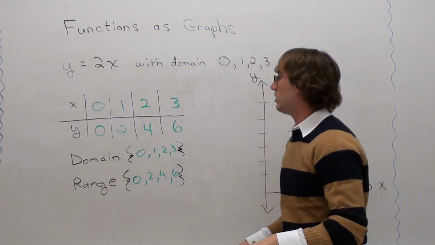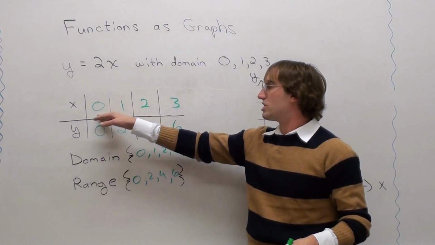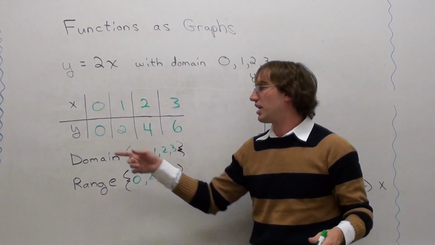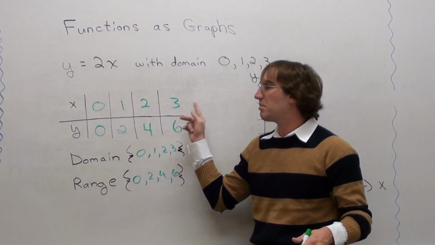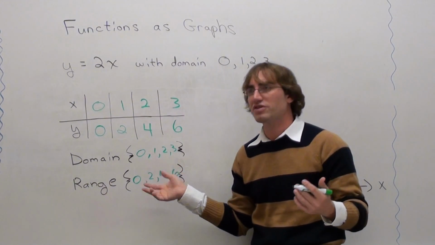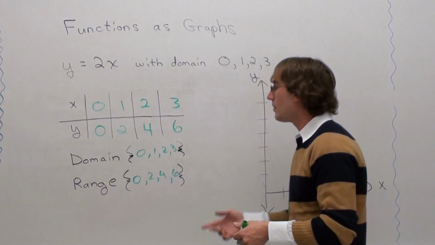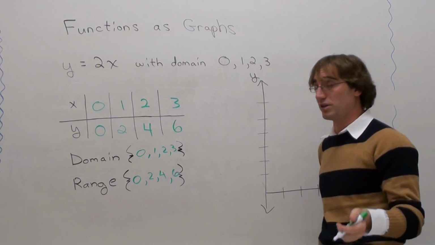Fantastic. Well, that makes sense. I mean, if I don't see the same x value more than once, I'm fine. I see 0 one time, I see 1 one time, I see 2 one time, and I see 3 one time. Therefore, it's a function according to the table. But I want to show you that it's also a function according to the graph.